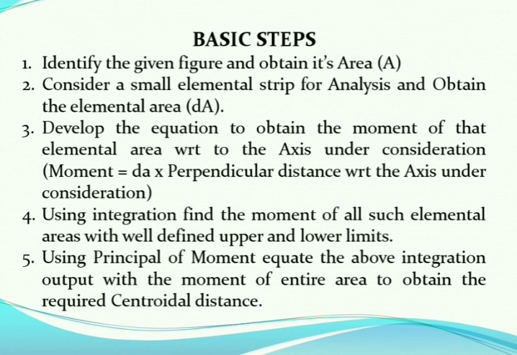In the first step, we have to identify the figure and obtain its area. Say it's a rectangle or a semicircle or a quarter circle, and from our basic knowledge we have to find the relationship for the area. Then in the next step we have to consider a small elemental strip from the entire area for analysis and obtain the area of that small elemental strip, which we'll name dA.